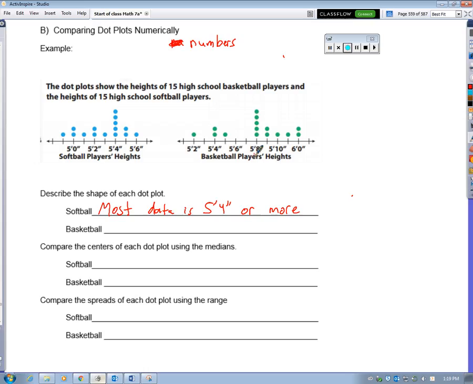And for this basketball player's height dot plot, most of the data is here at 5'8", which is at the center, and we have more data over here on this side of it, and then we also have this gap in between, so we want to describe that also. So basketball has a little bit more we can describe. This is going to be more writing. Most data is 5 feet 8 inches or higher.